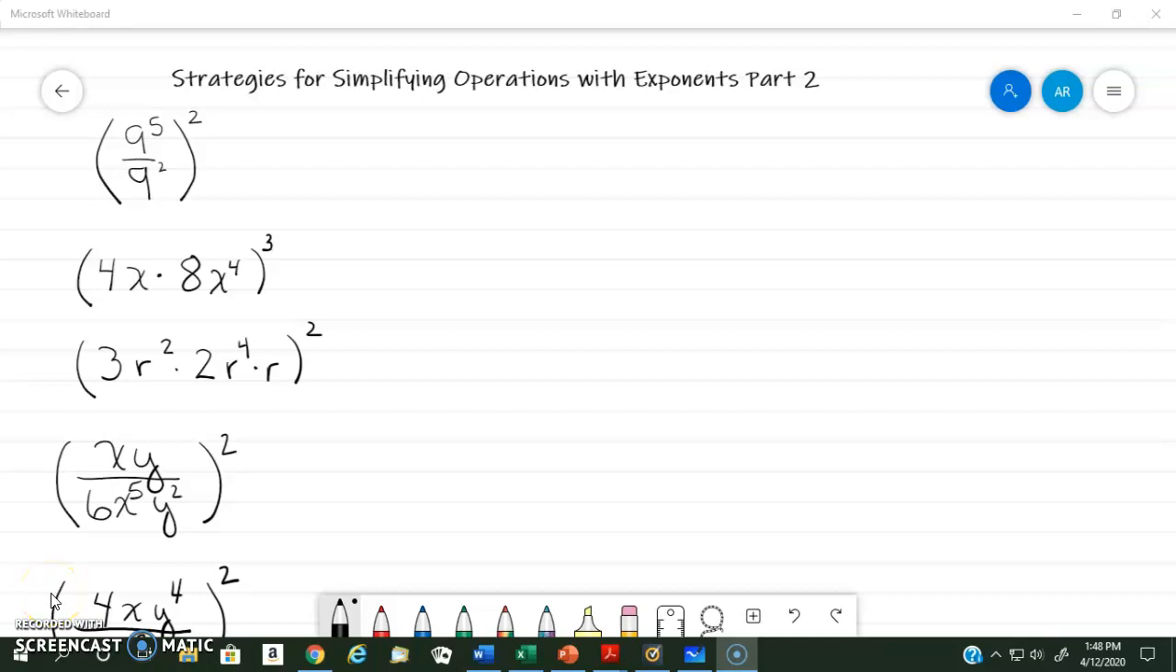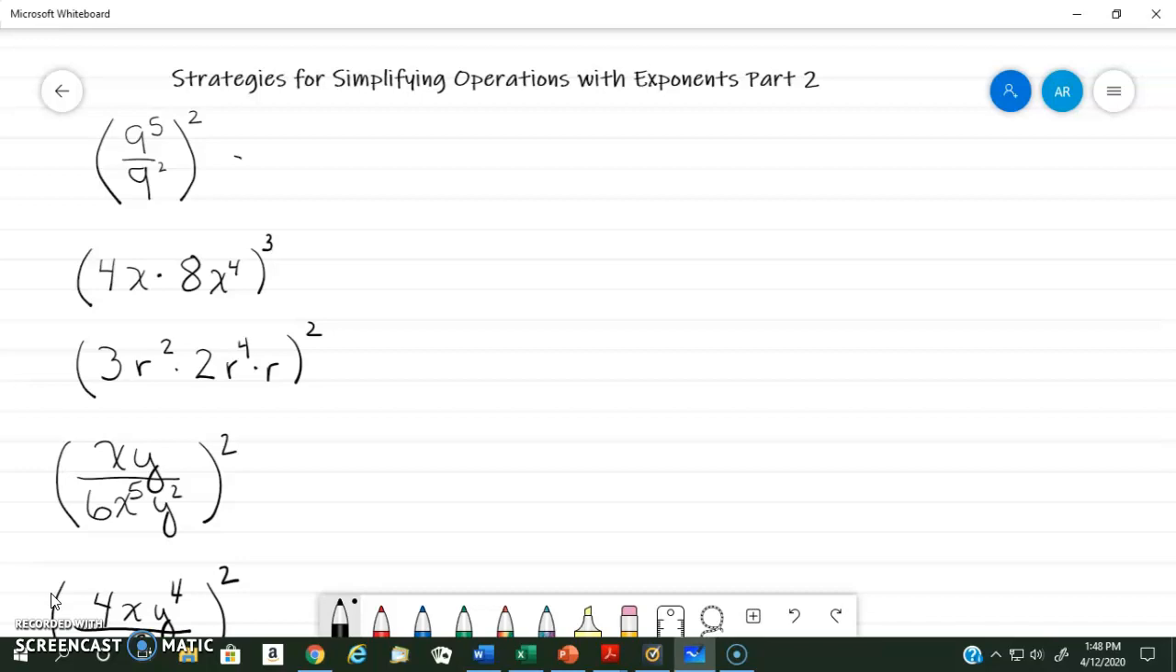All right, so we're continuing our discussion about strategies for simplifying operations. So when we look at our first problem, we have 9^5 divided by 9^2, all of that raised to the power of 2. We want to remember with PEMDAS that I want to resolve anything I can resolve and simplify inside the parentheses first before I go ahead and apply any exponents.